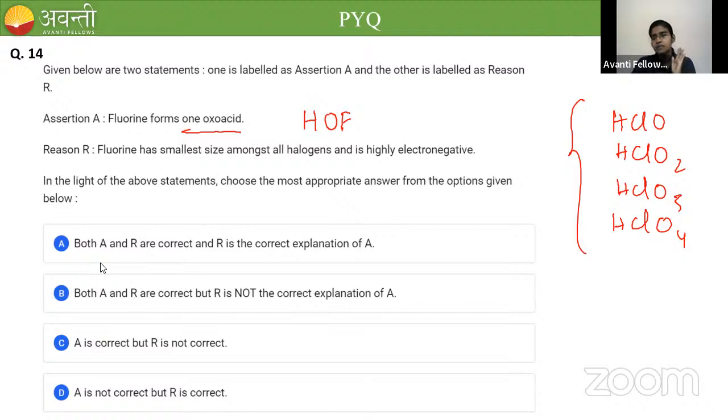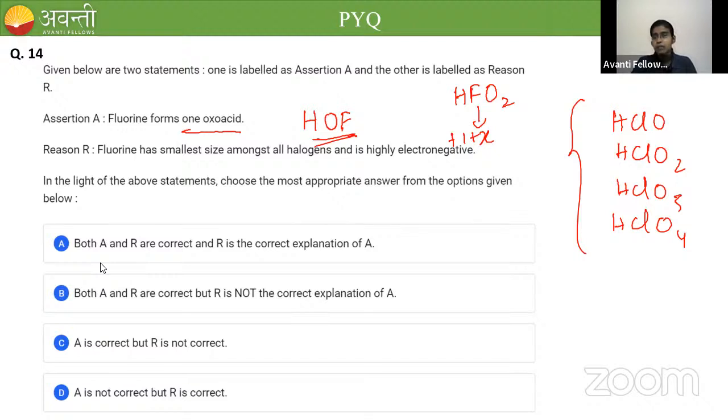It cannot be HFO2 or HFO3 and all. Because it can have only one oxidation state, that is -1. That is possible only in this case. If we are going for HFO2, what could be the oxidation state of fluorine? Here we will take this as X, and here it is +1. And fluorine is most electronegative.